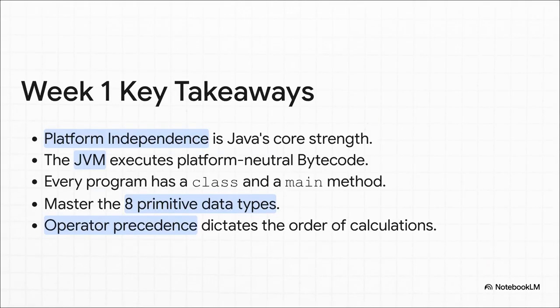All right, let's do a super quick recap of the absolute must-knows. 1. Java's superpower is platform independence, thanks to the JVM and bytecode. 2. Every program lives in a class and kicks off in the main method. 3. You need to know those 8 primitive data types. And 4. Operator precedence is key, but parentheses are your secret weapon to control it. Nail these concepts, and you're in great shape.